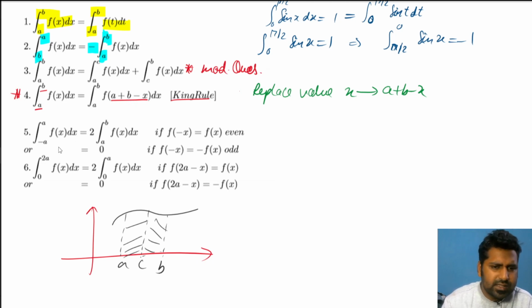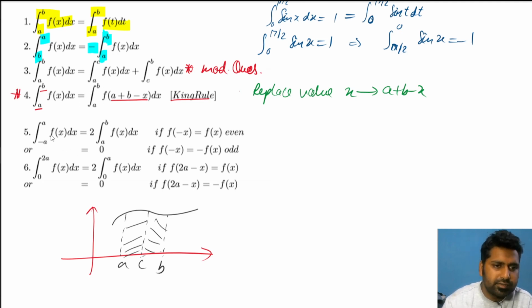Fifth and sixth are two very easy rules and very important also. Now the identification of which property is applied is also very important. The first three are pretty much general. The fourth one is the king rule. If you cannot find anything, that will work.